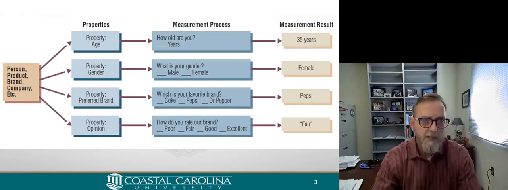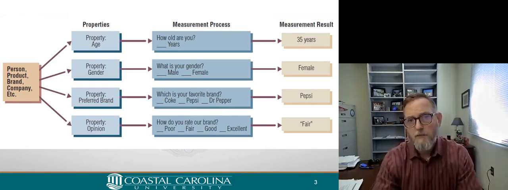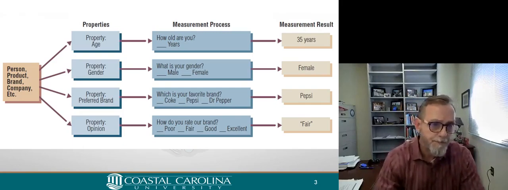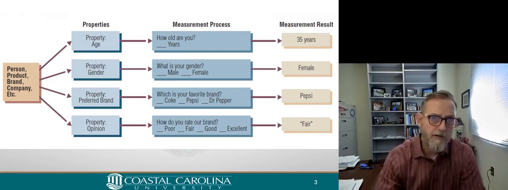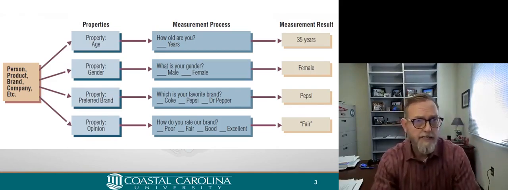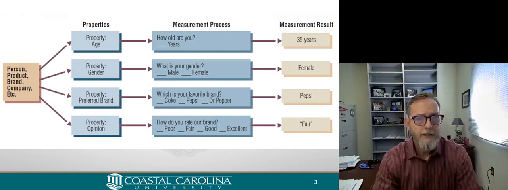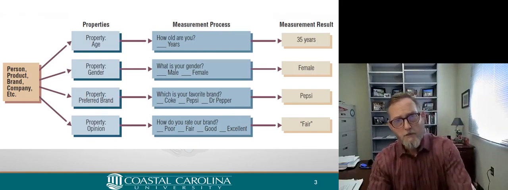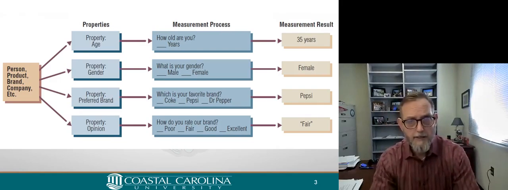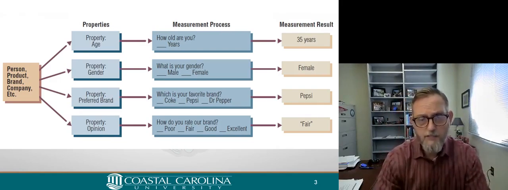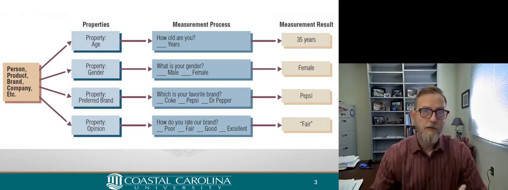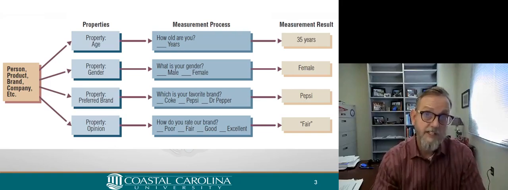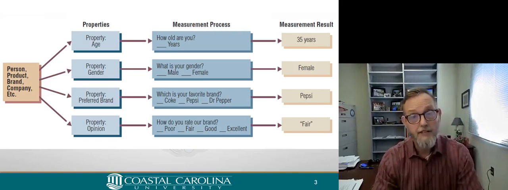So we're gathering data from these subjects, and we want to measure properties of those subjects. In this case, it could be age, gender, brand preference, opinions, and things like that. These are the properties that the objects or the subjects possess, and we want to measure how much, or some degree, of these properties the objects possess.